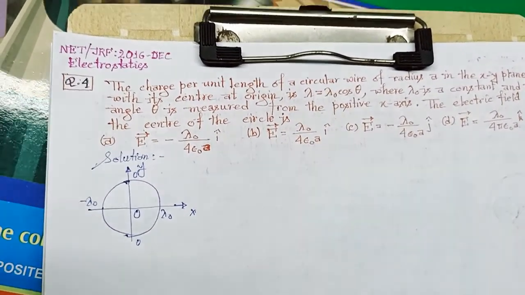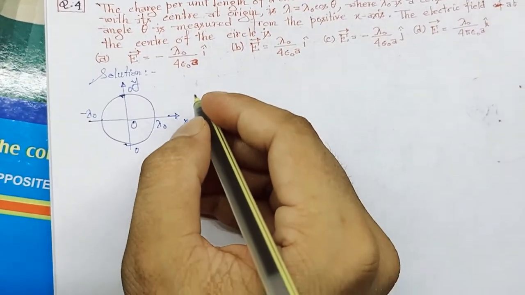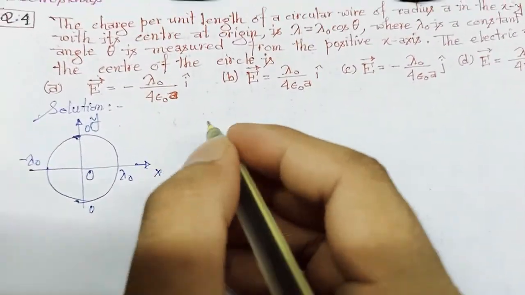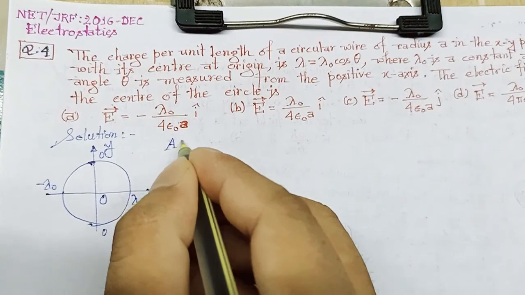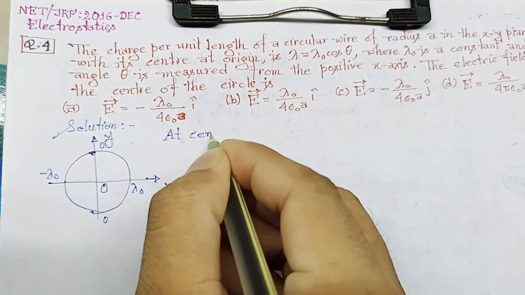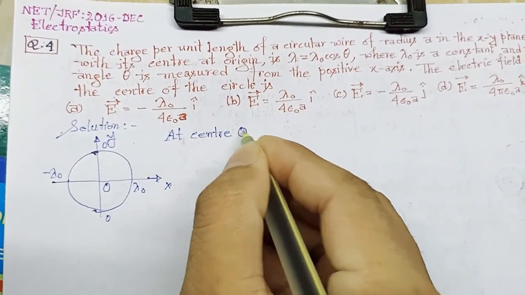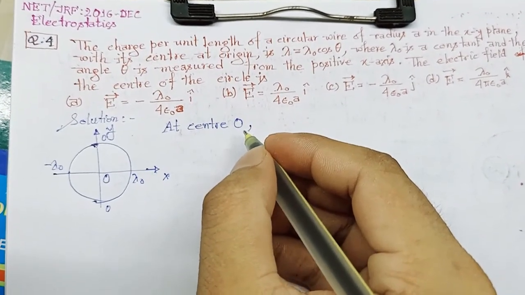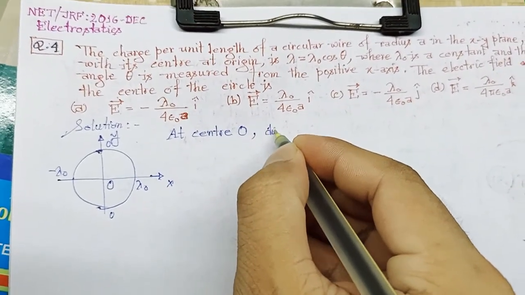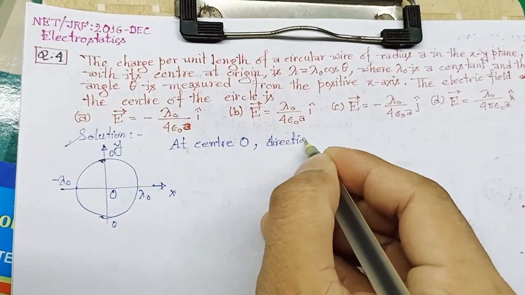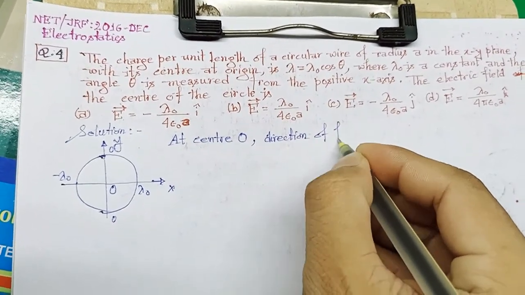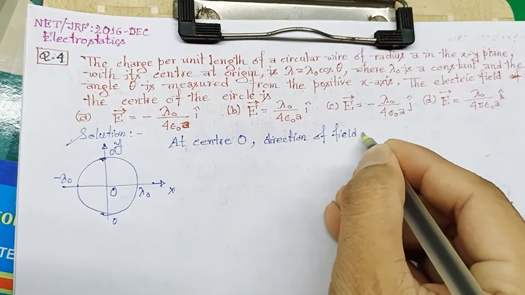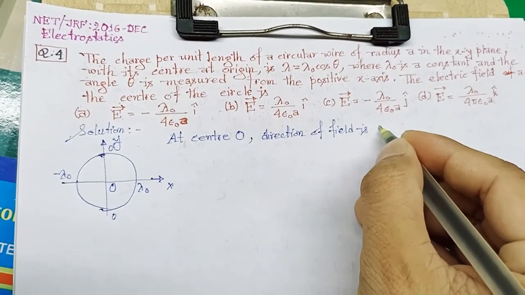So at the center O, the direction of the field is minus x cap.